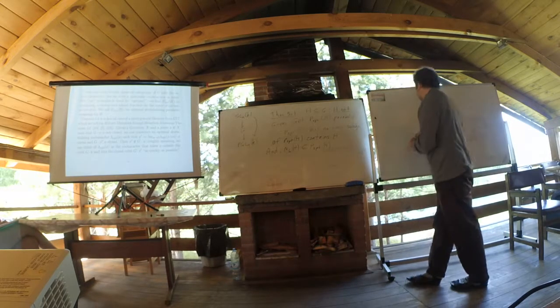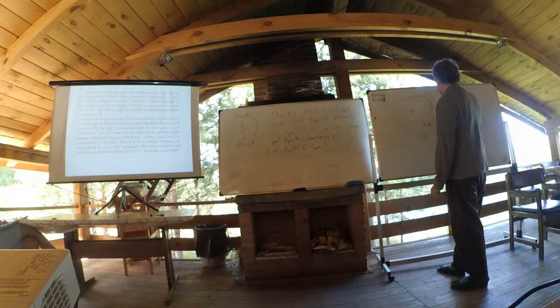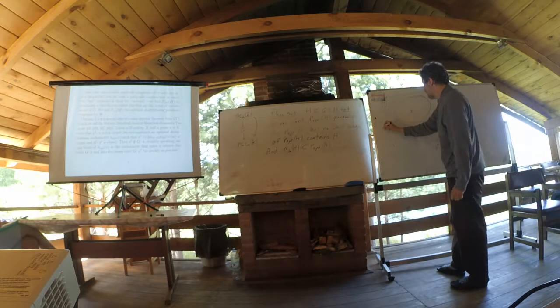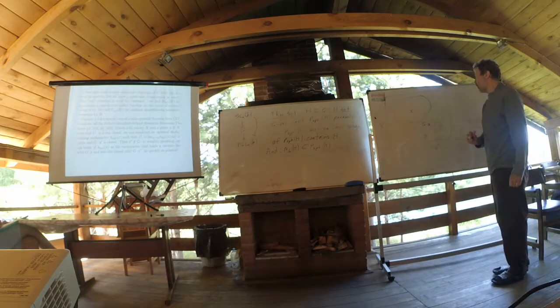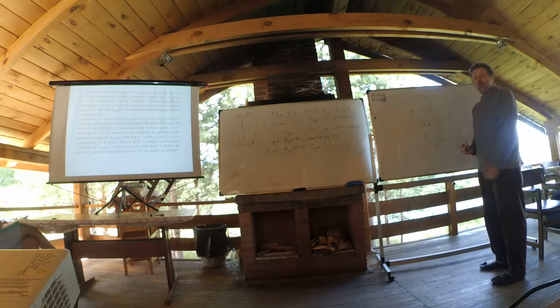So maybe it's helpful to draw a picture. So here's X, and here's the orbit G dot X, sitting inside the space capital X. So capital X is a G variety, and then let's assume the orbit is not closed.